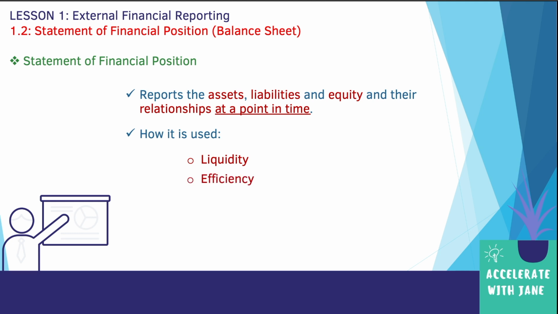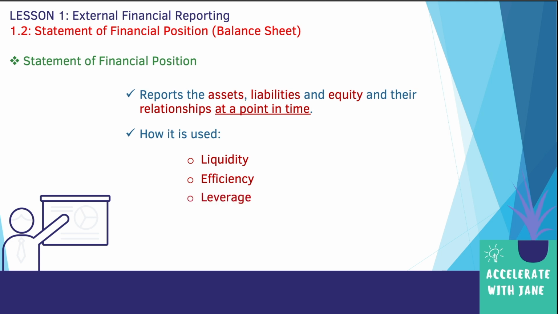Second is efficiency. So basically, by comparing the income statement to the balance sheet, we are able to measure how efficiently a business uses its assets. So for example, by examining the balance sheet and the related income statement accounts, for example, the revenue, we can have an idea of how well the company is able to use its assets to generate revenue.